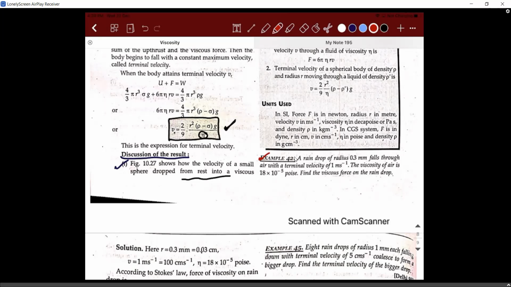So what is the relation between poise and decapoise? 1 decapoise is 10 times poise. So 1 decapoise will be equal to how many poise? 1 by 10, no? So reverse, no?